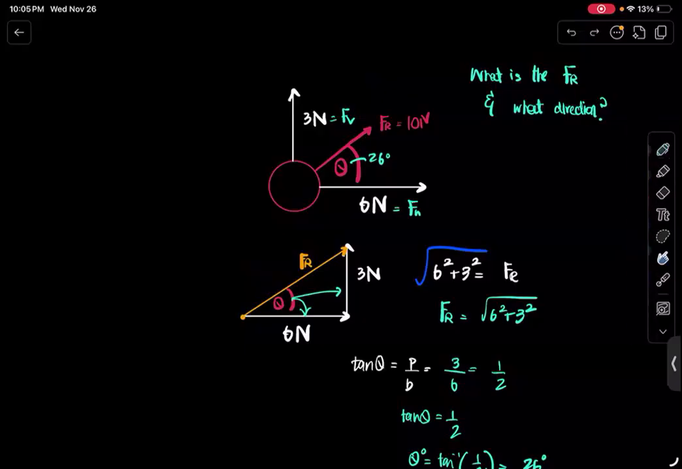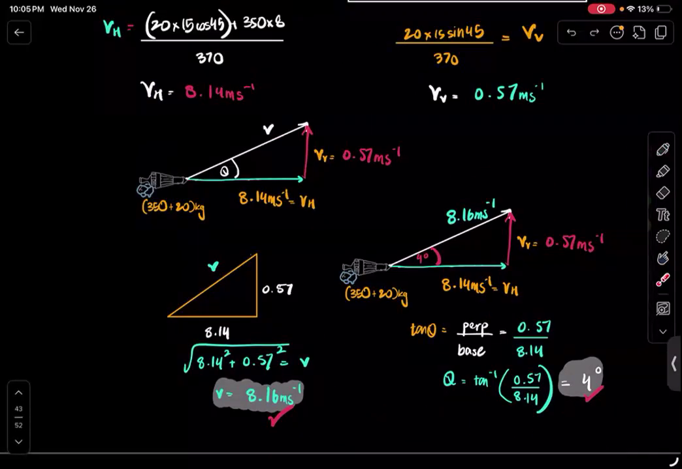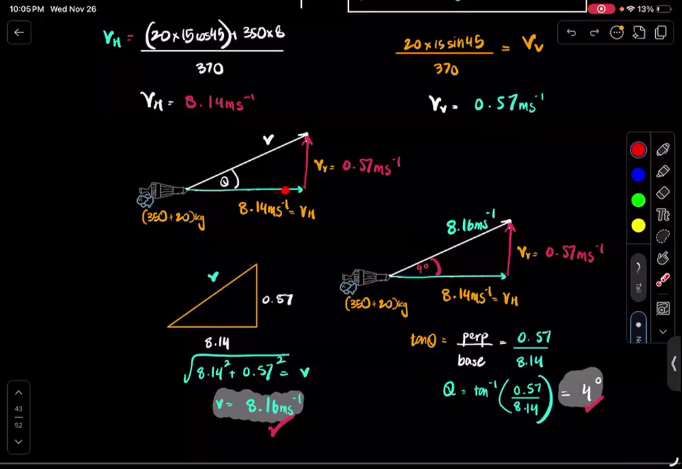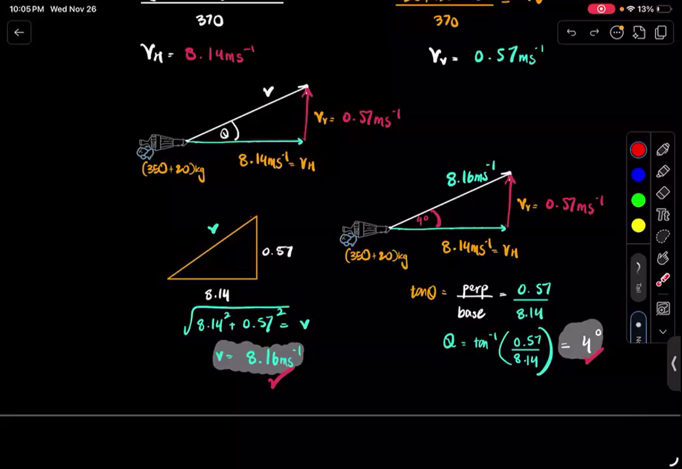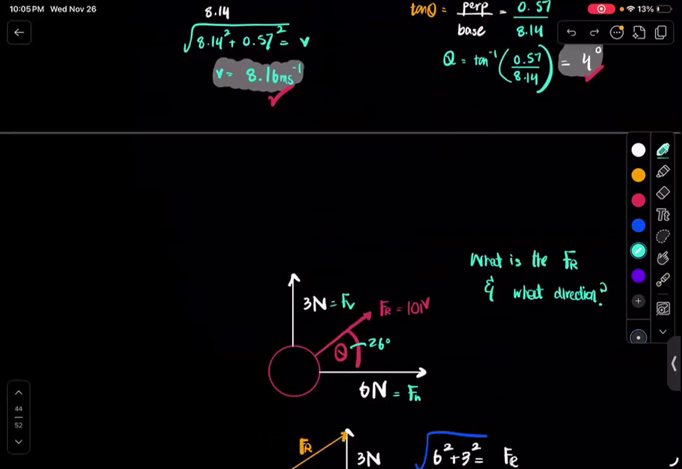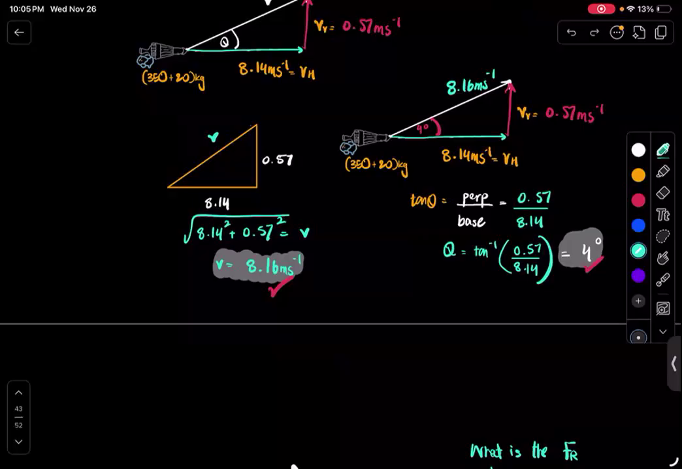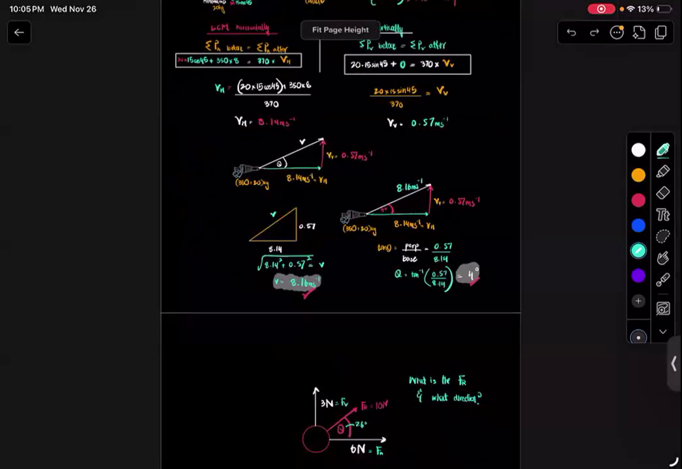Okay, so this is exactly the same kind of thing that I did over here. We figured out the horizontal velocity. We figured out the vertical velocity. Then I used Pythagoras to figure out what the resultant velocity would be, right? What would be the sum of the velocities? What would be the resultant velocity? And then by using the same triangle, sine theta, cos theta, tan theta, I can figure out angle theta.